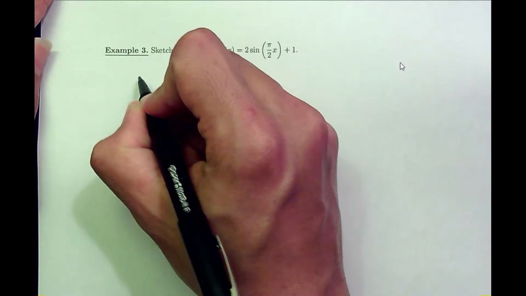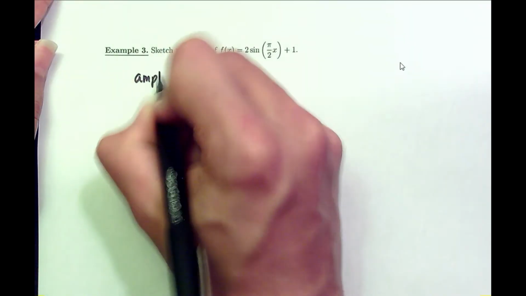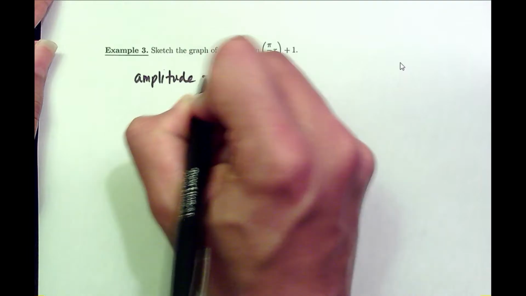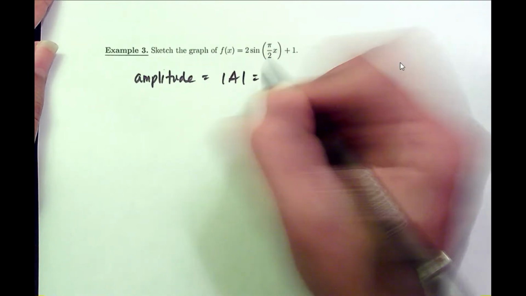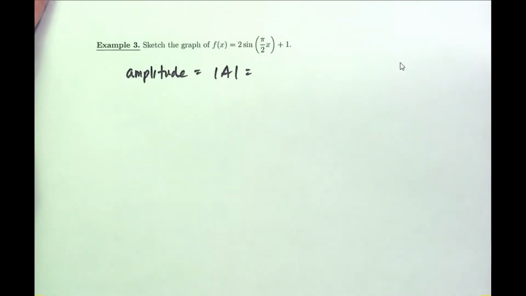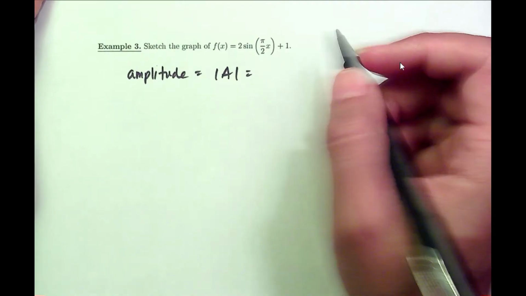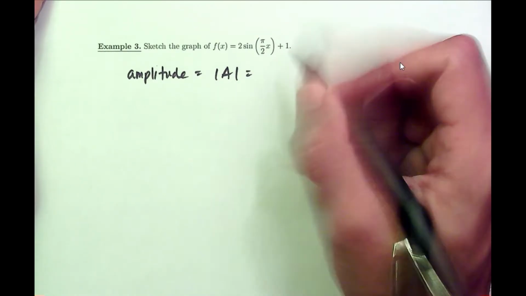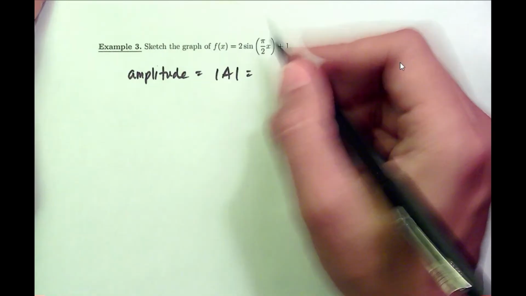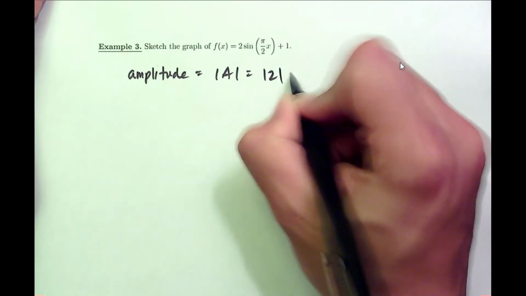First of all, the amplitude. You remember what that is? That is the absolute value of A, and that is going to give us the height of the wave from the midline, the highest point that the wave reaches, that distance. Okay, so what is that? This is the absolute value of 2, which is 2.